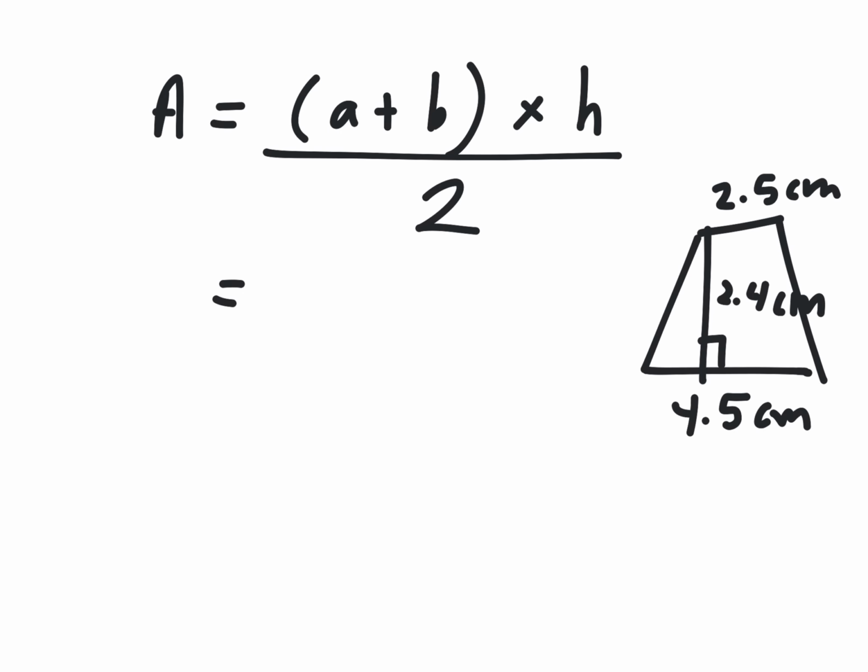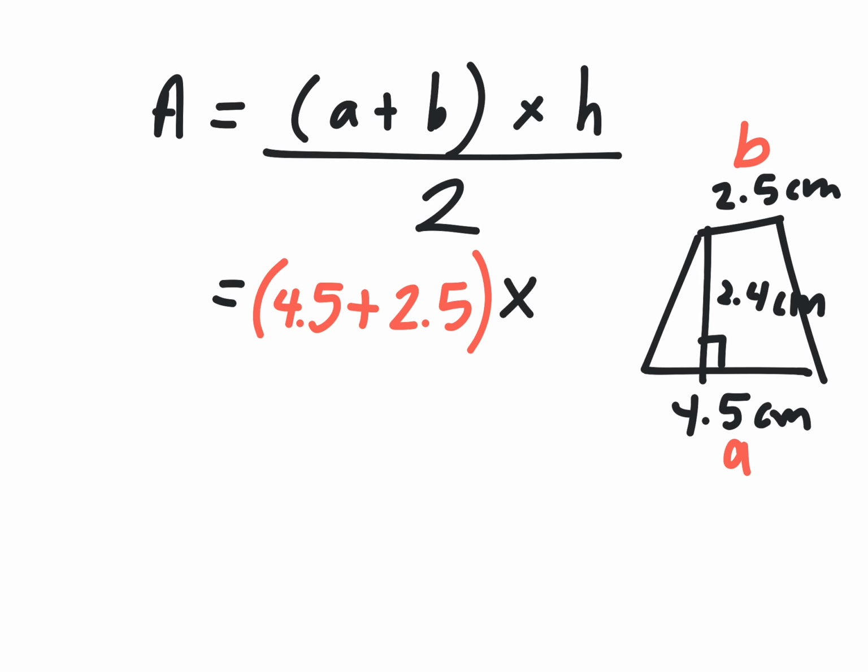In this question, you're going to label A as 4.5 and B as 2.5. So fill in the brackets. 4.5 plus what? Plus 2.5. Good. Then we have to multiply that by the height. What's the height? The height is 2.4. Good, times 2.4. And then we're going to take all that and divide it by 2.